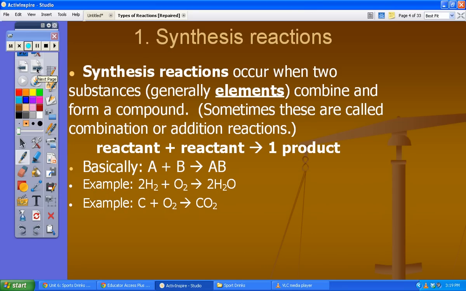The first one is a synthesis reaction. So typically what we do with these is there's 2 substances, and they combine. So for example, we might have a reactant here, and we make one product. So this might be an element A plus element B gives us the product or the compound AB. A great example is hydrogen with oxygen produces water. Another example is carbon and oxygen, which produces CO2. So that's a synthesis reaction when we're producing something.